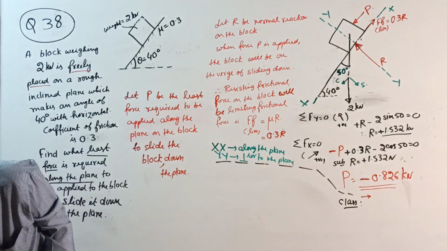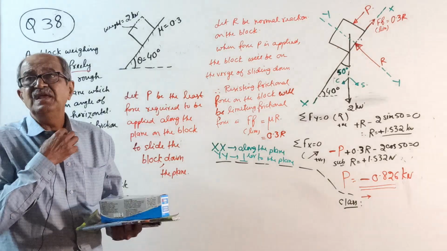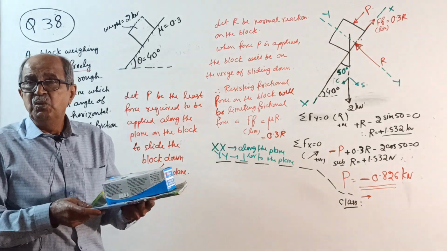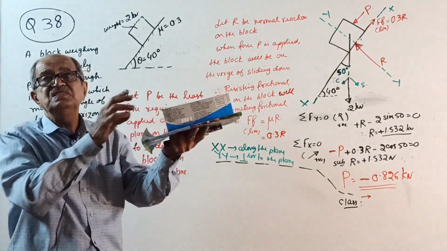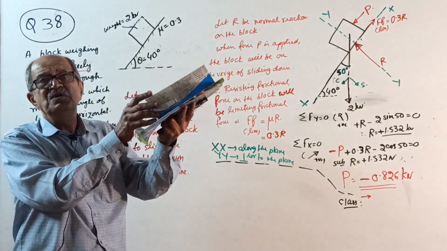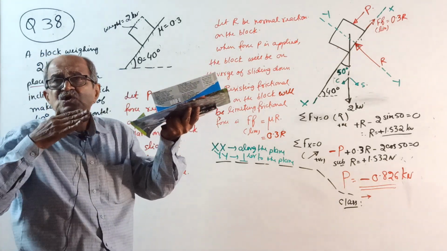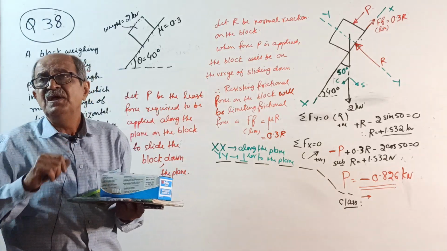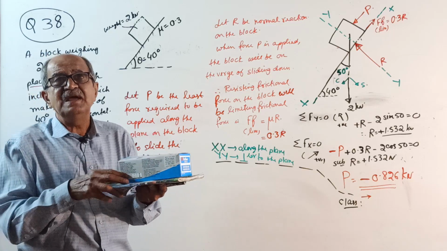See, in the previous two questions, 36 and 37, both questions, it was what? The person who set the question, he placed it here, he thought it will slide. In both the questions he thought it will slide. What force is required to prevent it from sliding? That was the previous two questions. But of course, what happened? In one question, it was not sliding, so not required. In the second question, the answer came.